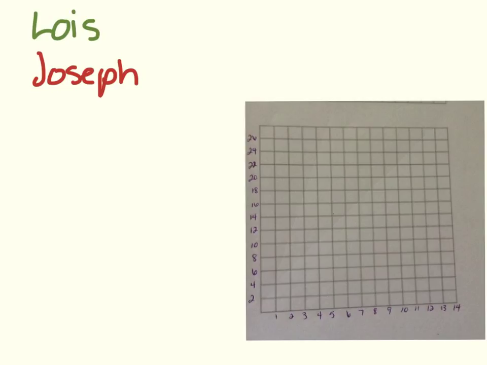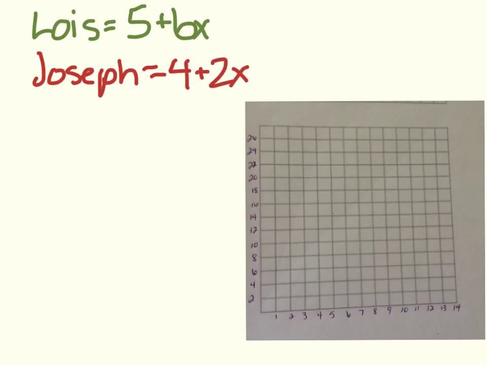Lois and Joseph started saving pennies on New Year's Day. Lois has 5 pennies and saves 6 pennies every day. So she has 5 pennies to start and saves 6 every day. So that's 6x, right? 6 each day. Joseph has 4, and then saves 2 each day. So those are our equations.